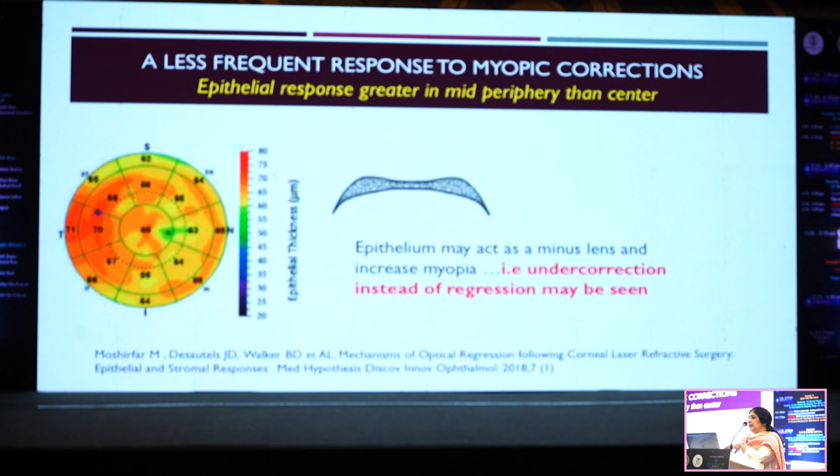It's important to study the epithelium whenever we are looking at regressions or retreating a patient, because not always in myopes do you have a central thickening. Sometimes the epithelium may thicken similar to a hypermetropic correction, and then instead of regression, an undercorrection may be seen. So it's important to evaluate the patient in every case.